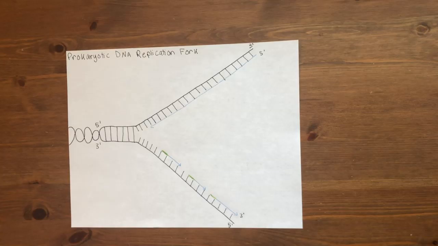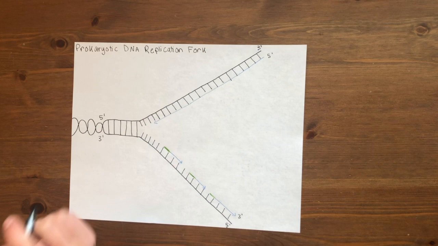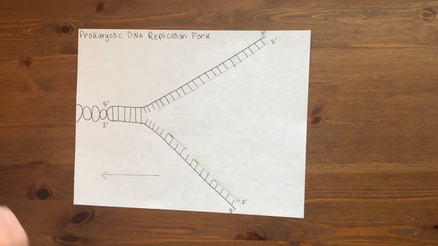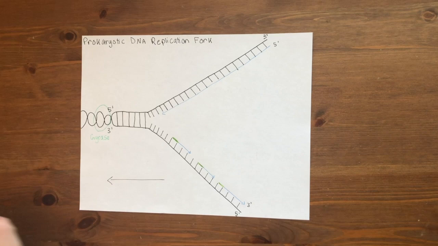This is the left side of the DNA replication bubble as shown prior. Replication proceeds in this direction as the fork moves. Gyrase is an enzyme that relaxes the supercoiling of the DNA. Helicase is an enzyme that unwinds the DNA double helix.